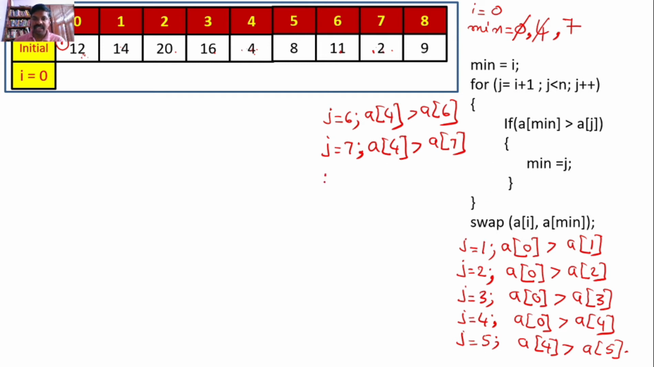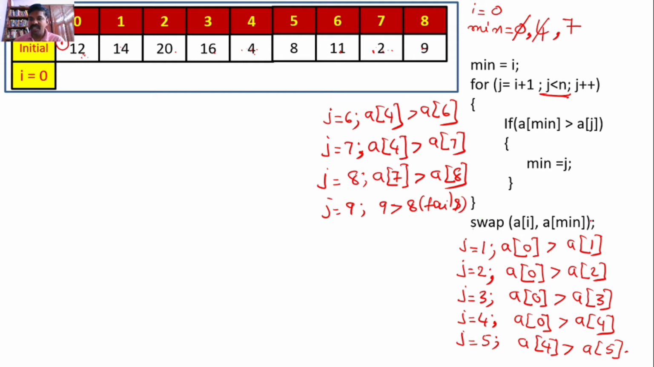Next, j becomes 8. j is equal to 8. So a of min means now, what is minimum now? 7. a of 7 is greater than a of 8. What is a of 7? 2. What is a of 8? 9. Whether 2 is greater than 9? No. Then j will be incremented to 9. And since this condition fails, it will come out of the loop.